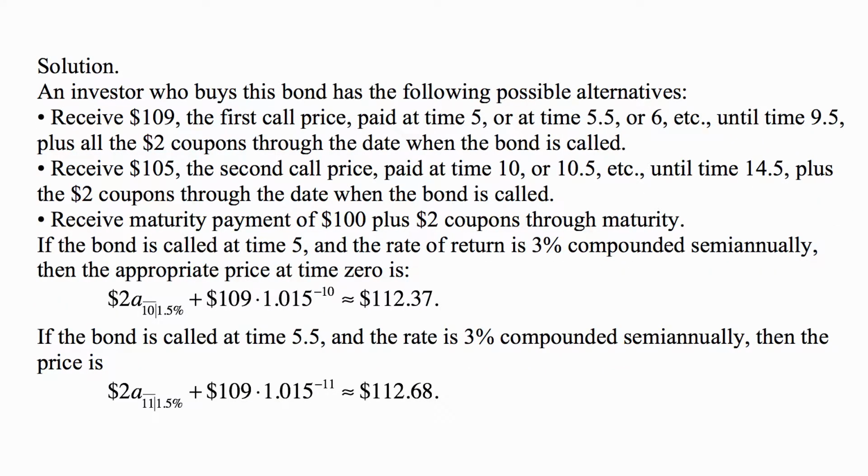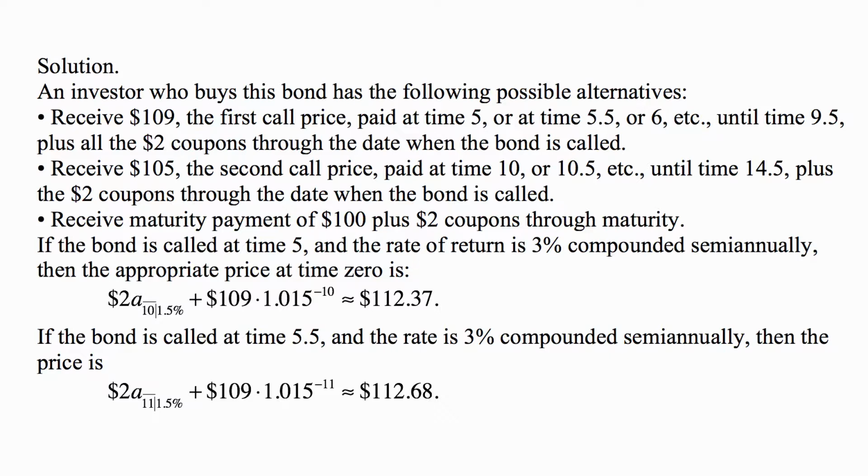And here's the solution. An investor who buys this bond has the following possible alternatives. Receive 109, the first call price, paid at time 5, or at time 5.5 or 6, etc., until time 9.5, plus all the $2 coupons through the date when the bond is called. Or receive 105, the second call price, paid at time 10, 10.5, and so on, until time 14.5, plus the $2 coupons through the date when the bond is called. And the third alternative is receive maturity payment of 100 plus $2 coupons through maturity, $2 per half a year.